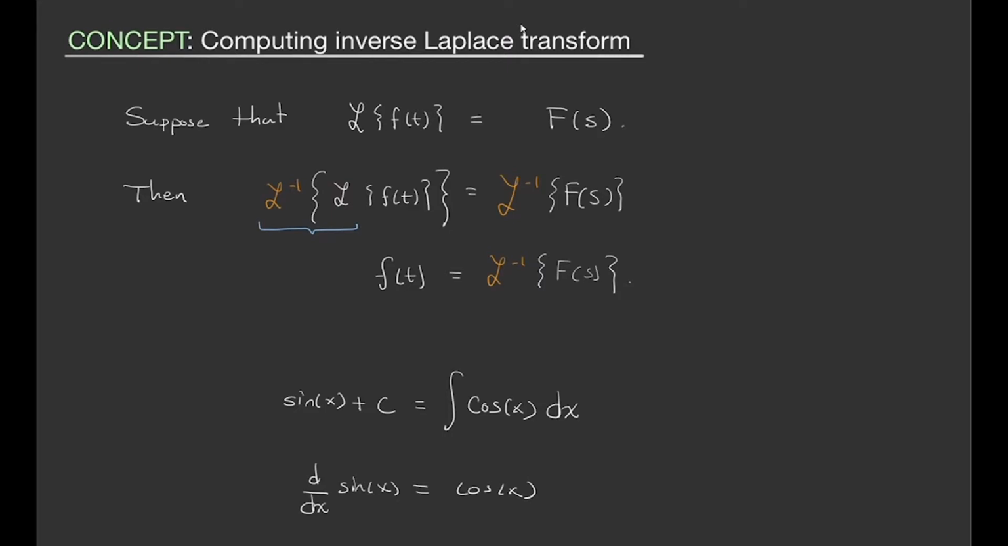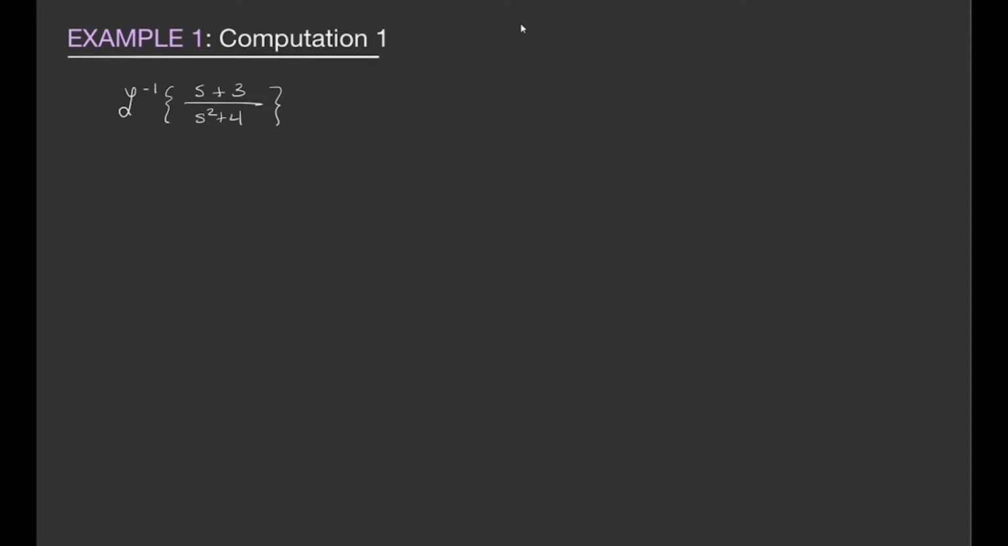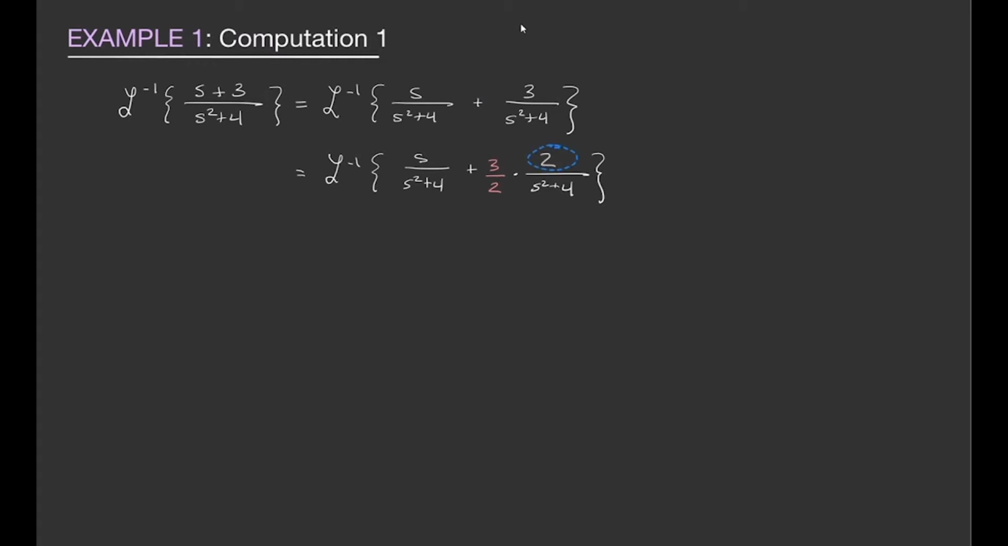Let's now do our first computation. Suppose we want to find the inverse Laplace transform of this expression, s plus 3 divided by s squared plus 4. First, we separate the expression out so that we have s over s squared plus 4 plus 3 over s squared plus 4. From there, we'll note that we can multiply by 2 divided by 2, which is 1, and then times 3. You'll notice 3 halves times 2 is going to be 3, which gives us this. Now the reason we chose to have a 2 up here is because 2 is the square root of 4.